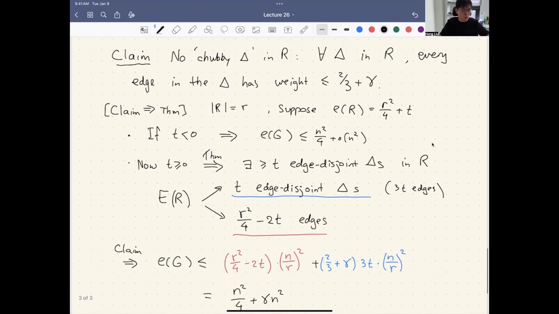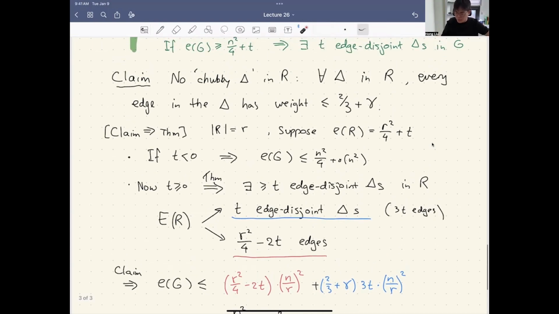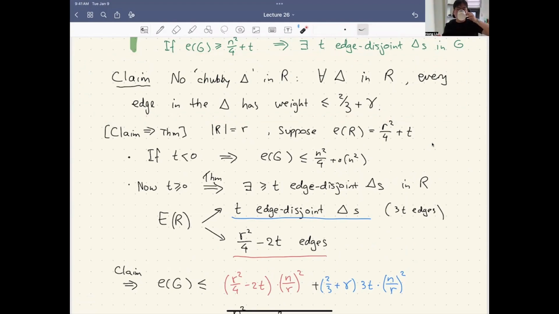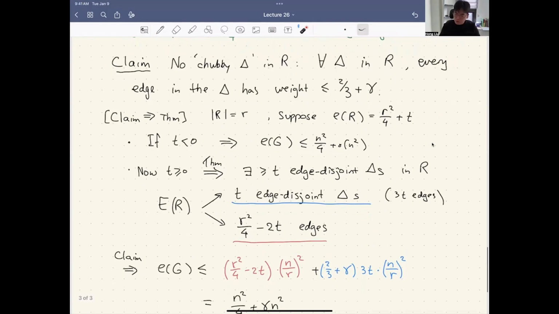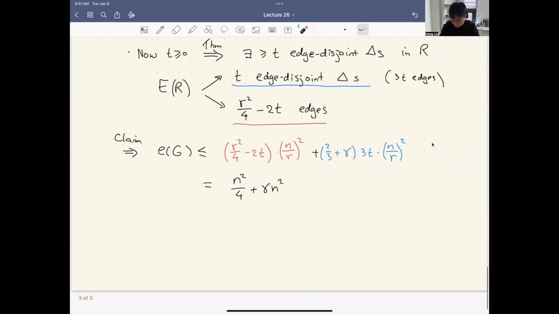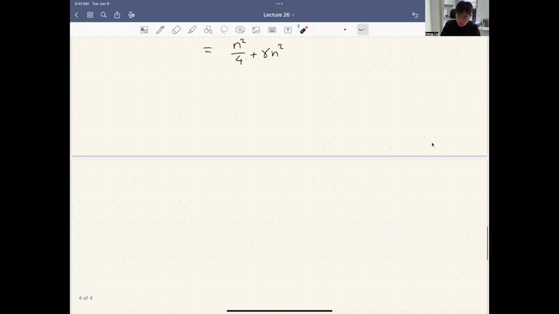The question is why we have this claim. This is also easy, so now let's prove the claim. There are no chubby triangles in R, i.e., for every triangle in the reduced graph, no edge in the triangle can have weight strictly larger than 2/3. Proof of the claim.